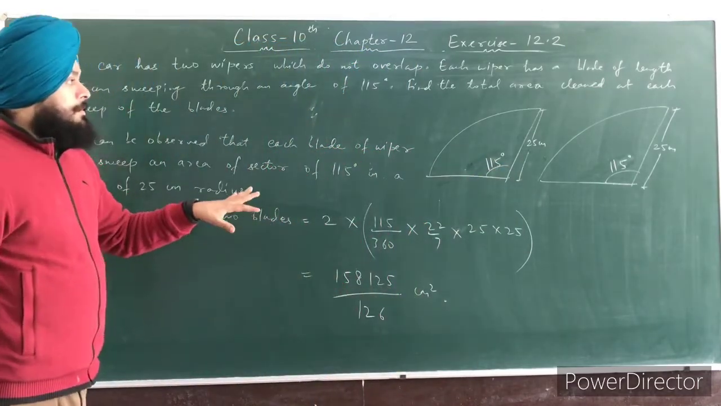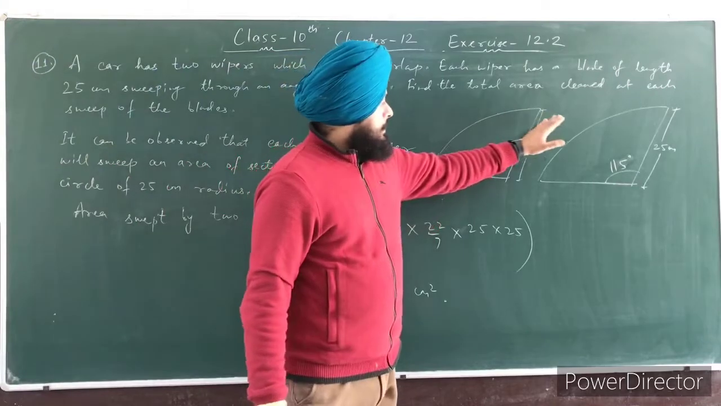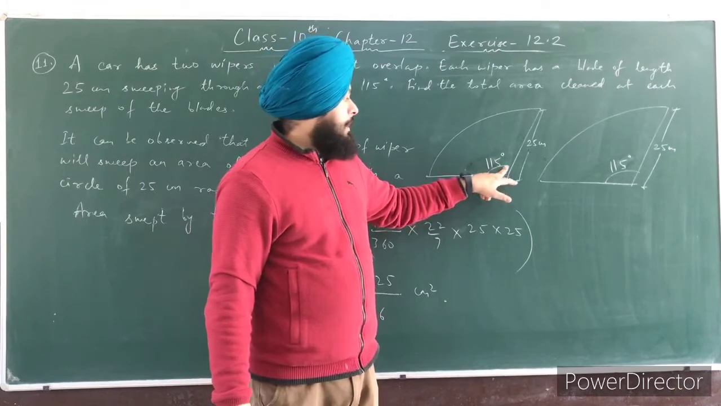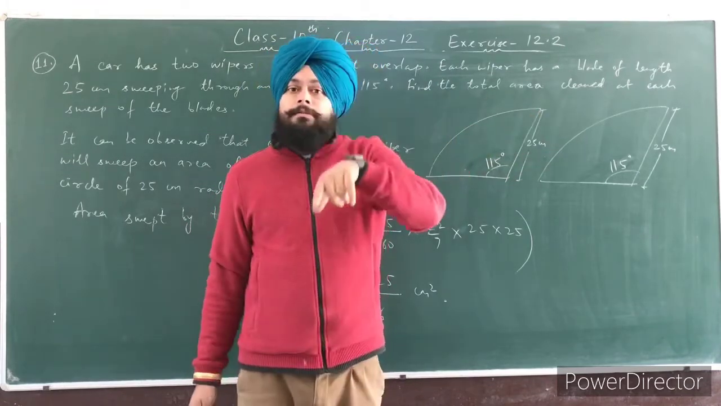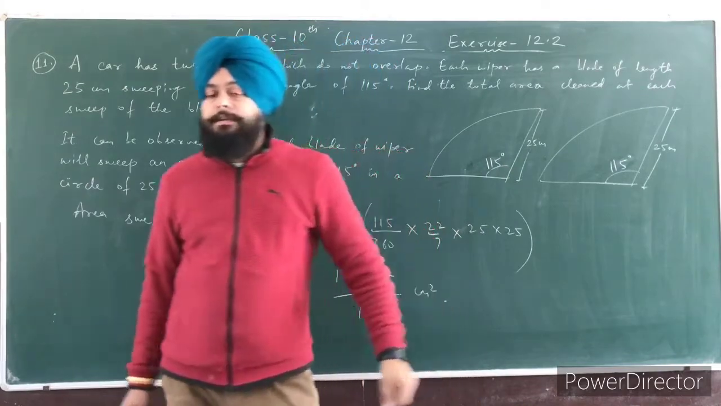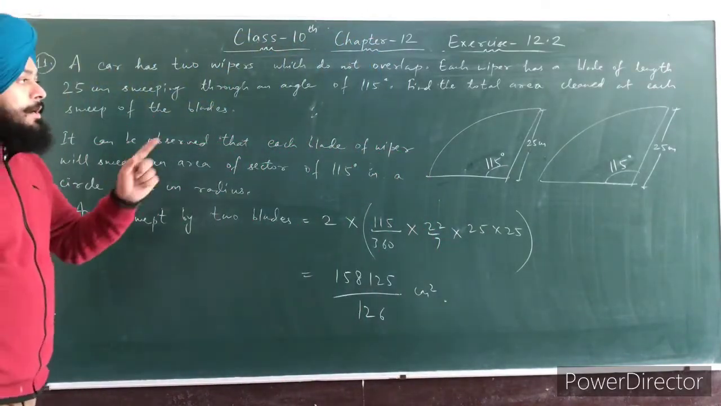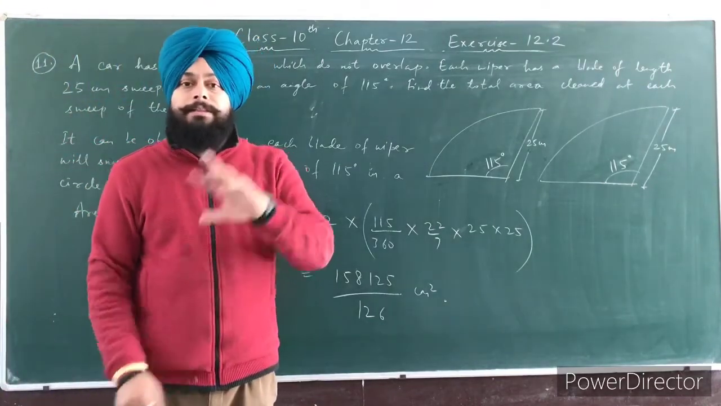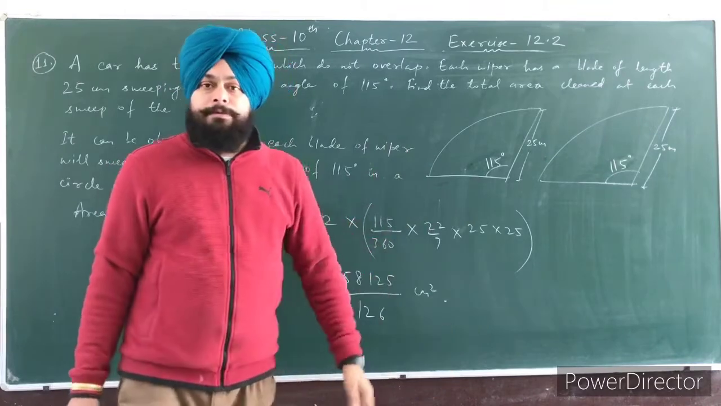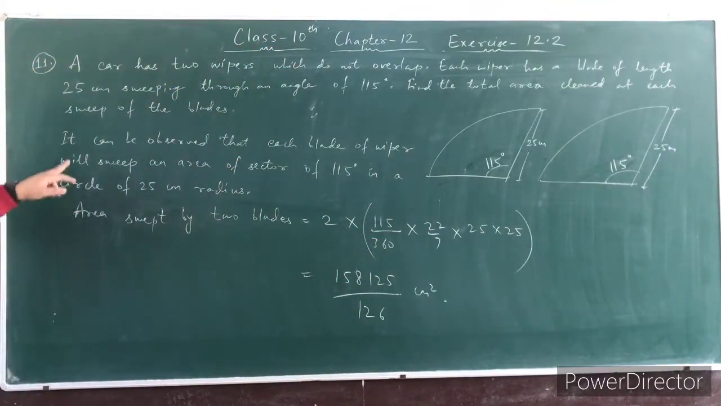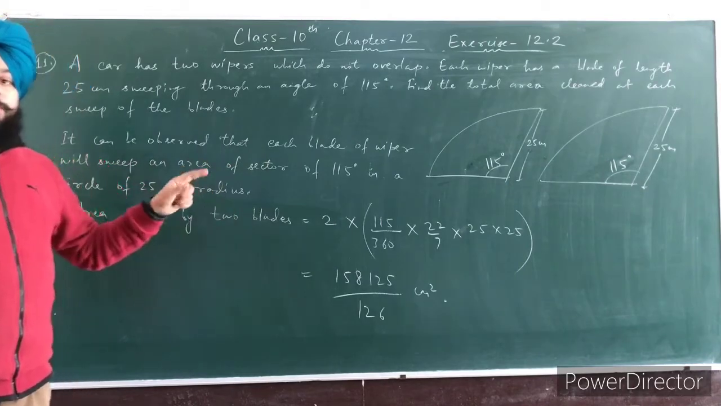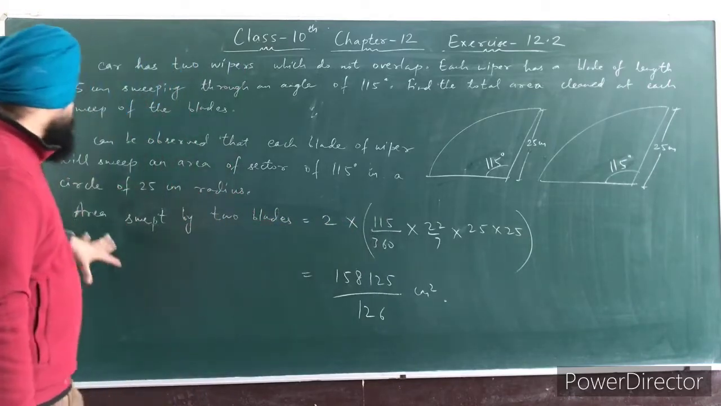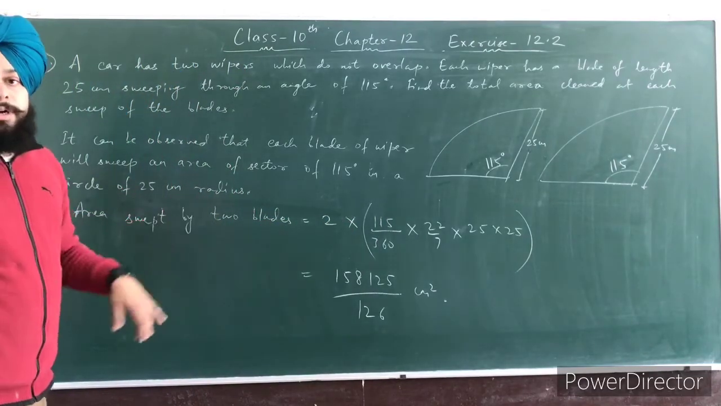Each wiper sweeps the car windshield at an angle of 115 degree, and the radius of that wiper is how much? 25 centimeter. So we have to find the total area cleaned at each sweep of the blade, the total area swept by these two blades of the wiper. It can be observed that each blade of the wiper will sweep an area of a sector of 115 degree in a circle of 25 centimeter radius.